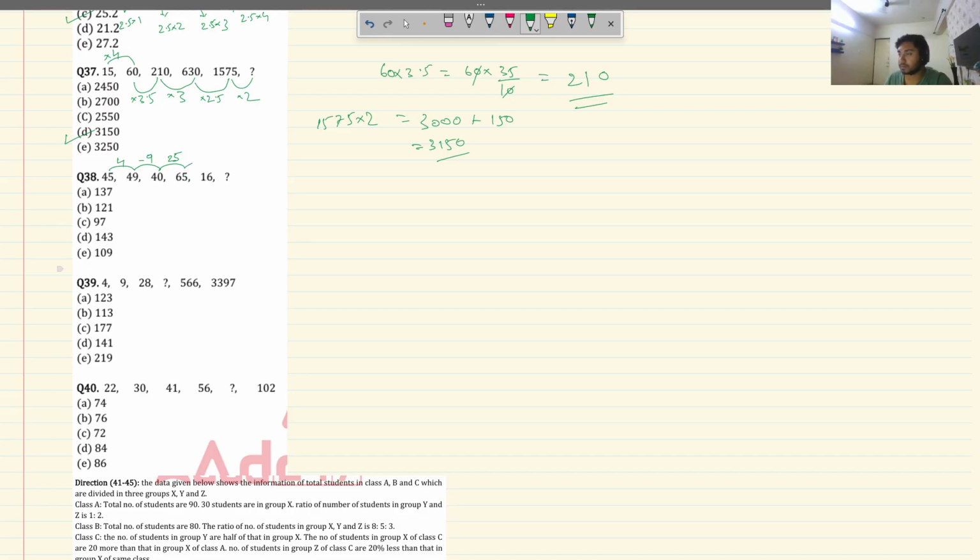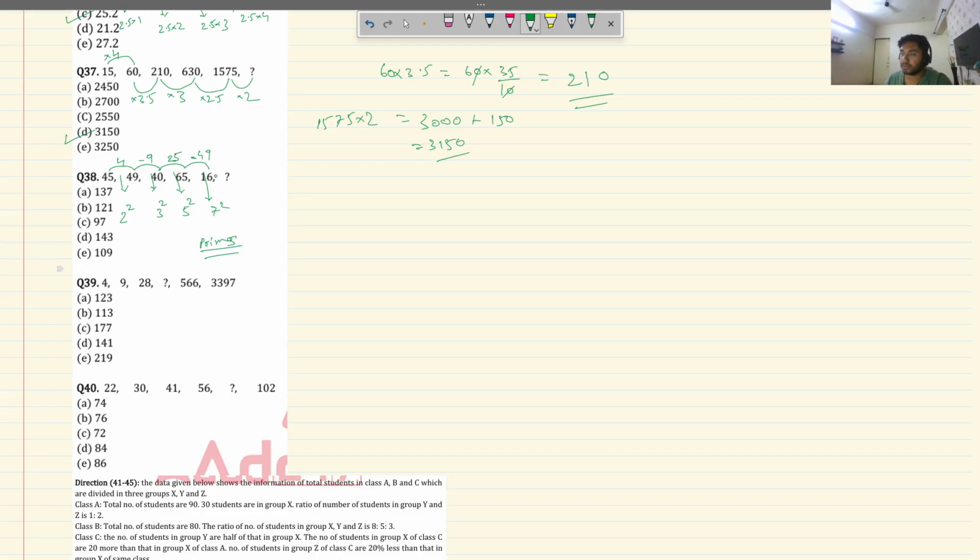And 16 minus 65 is minus 49, okay, again perfect square. So 4 is 2 square, 9 is 3 square, 25 is 5 square, 49 is 7 square. So it is going in squares of prime numbers, with alternating plus and minus sign.